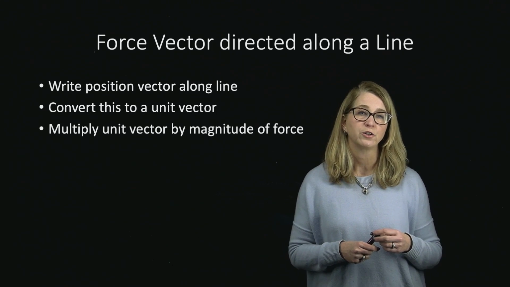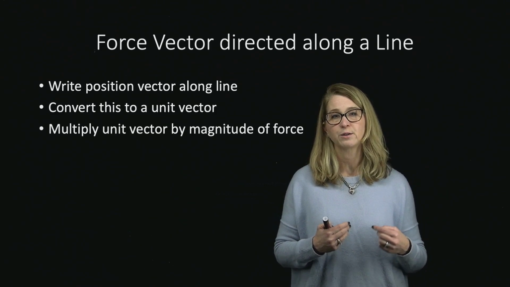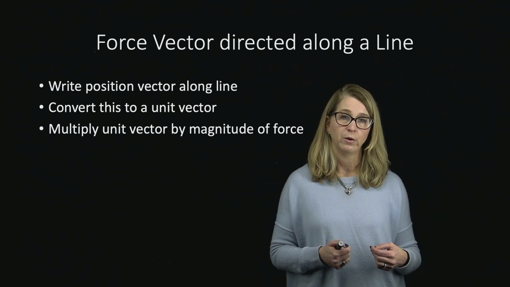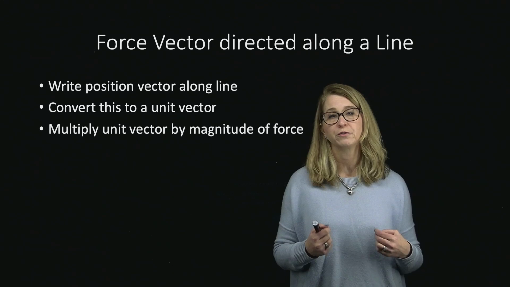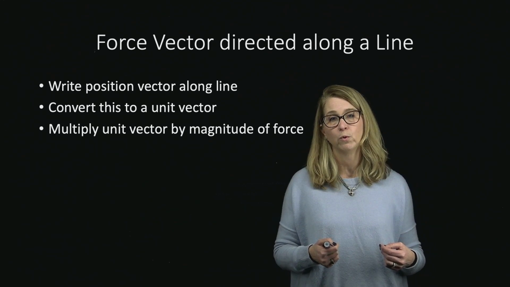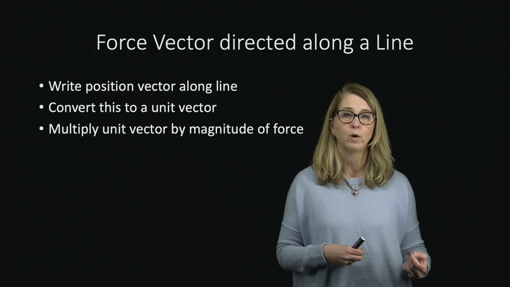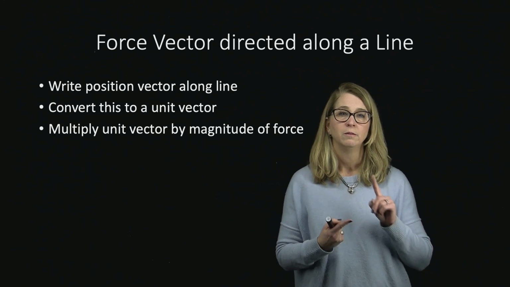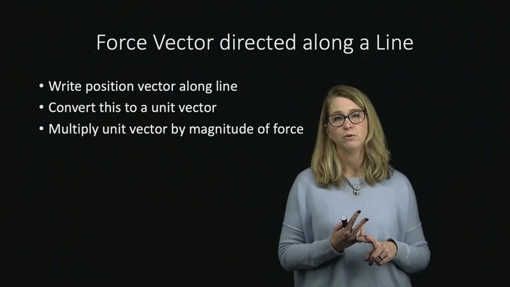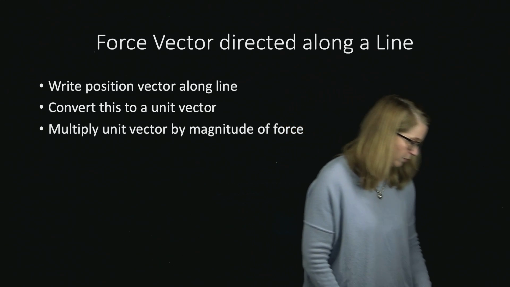Once you have that position vector, you want to turn it into a unit vector, because the unit vector has a magnitude of 1 but points in the correct direction. And so we have to know how to do that. Finally, in order to find the force vector itself, you multiply the unit vector by the magnitude of the force. That will give you a 3-component force with the correct X, Y, and Z components. So, making a position vector, turning it into a unit vector, then multiplying that unit vector by the magnitude of the force will give you the force vector.